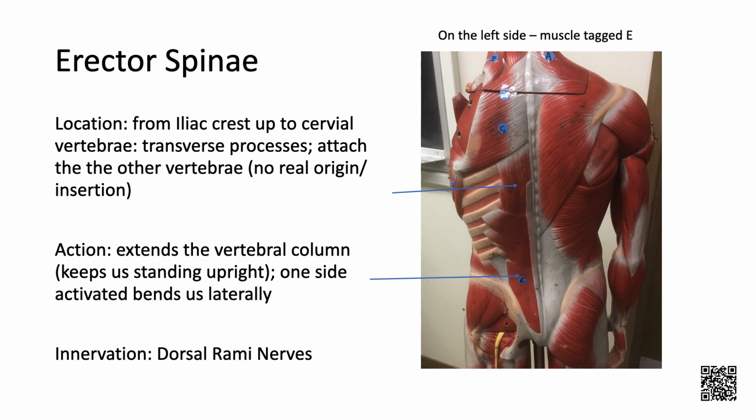Erector Spinae runs from the iliac crest up through the cervical vertebra, attaching along the way. It doesn't have a single origin and insertion, but instead spans many vertebrae. Its action is to extend the vertebral column, keeping us standing upright. When only one side contracts, it bends the trunk laterally. Innervation is dorsal rami nerves. Think of this group as the body's scaffolding that holds you erect.